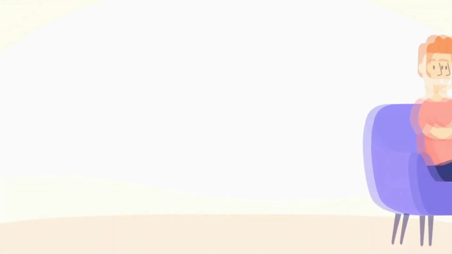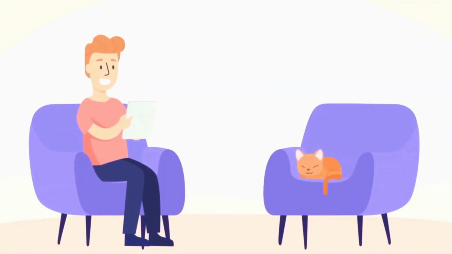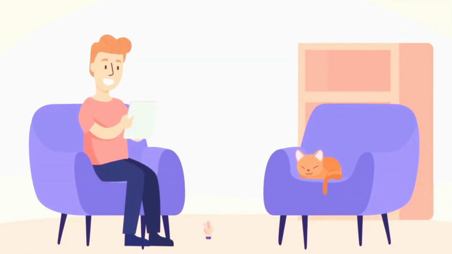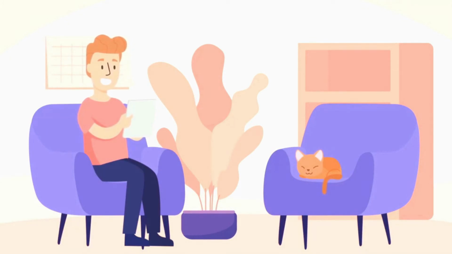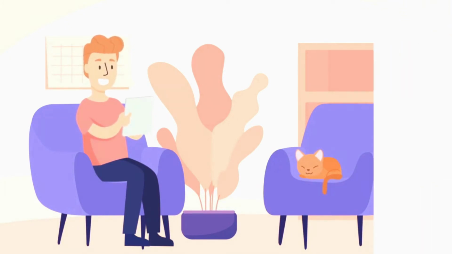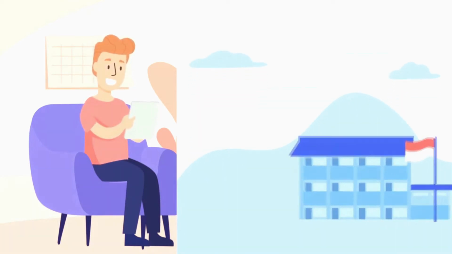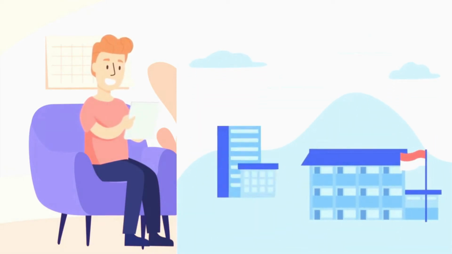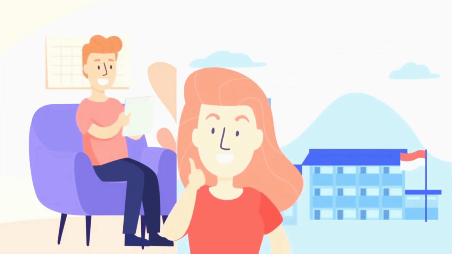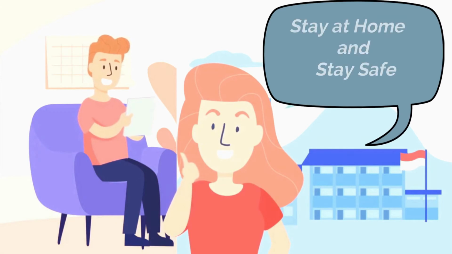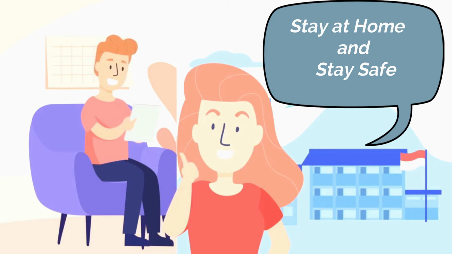So, to make conditions not get worse, we must help prevent the spread of the coronavirus. As a way to avoid this virus: physical distancing, quarantine, and isolation. This is why the government temporarily closed crowded places such as schools and offices. This is also why we are asked to stay at home, which is to avoid transmission of coronavirus. Stay at home and stay safe.